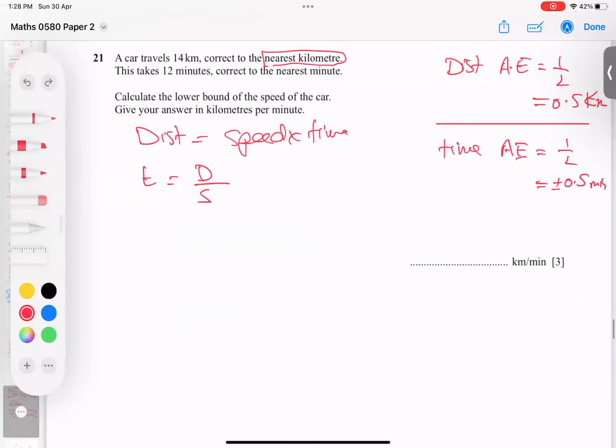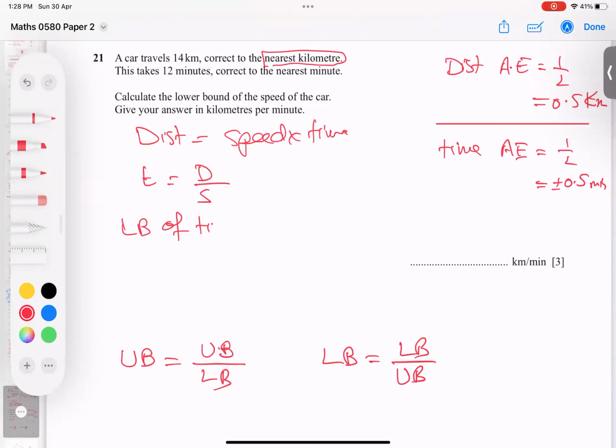You know what, students, we have a formula. If I'm looking for upper bound by division, here upper bound and down is always opposite, lower bound. And if you look for lower bound by dividing, here lower bound and down is opposite, upper bound. So here I'm looking for lower bound, so I will use this formula. Speed is asked for, so change the places. Speed equals distance by time.